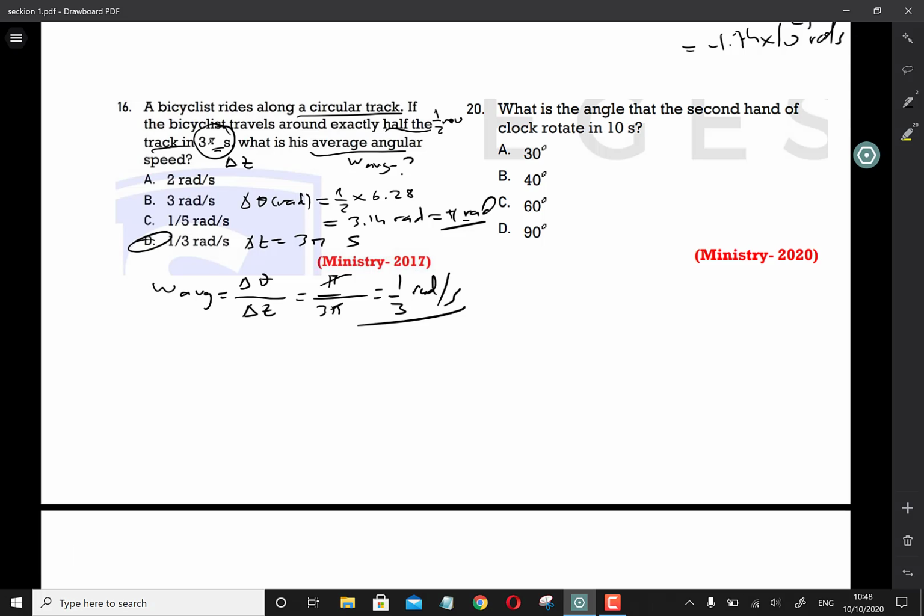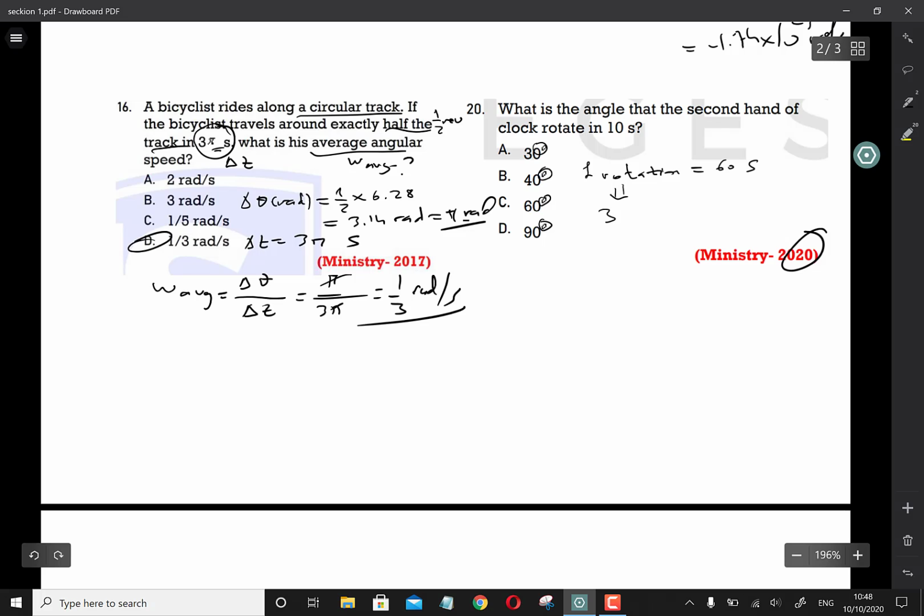And question number 20 is a ministry exam question of 2020. The angle that the second hand of the clock rotates in 10 seconds is how much? What is the angle? So we know that for the second hand of the clock, one rotation takes 60 seconds, and we know that one rotation is in degrees because choices are given in degrees. That's why we should write it in degrees.